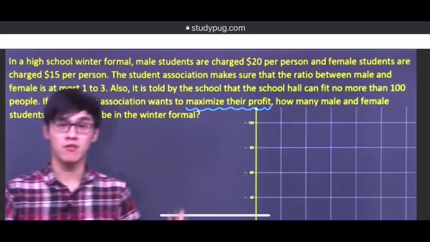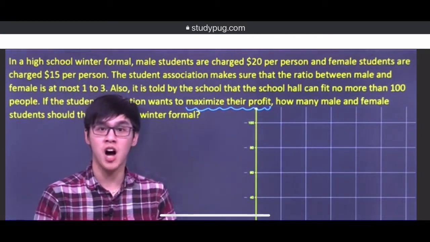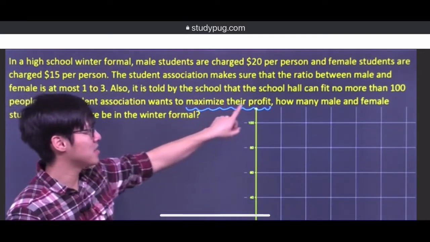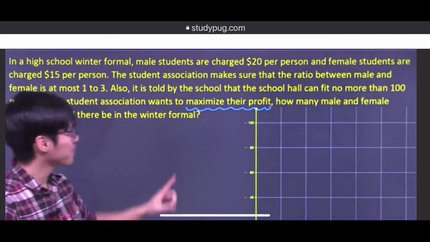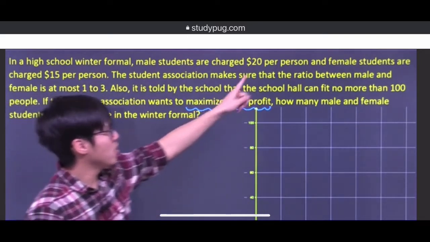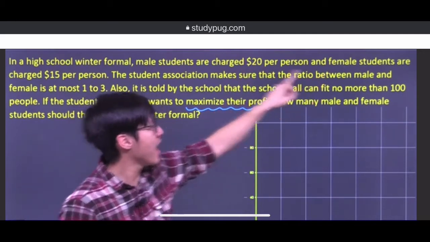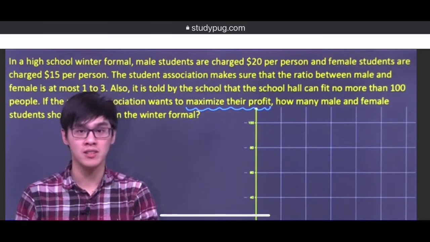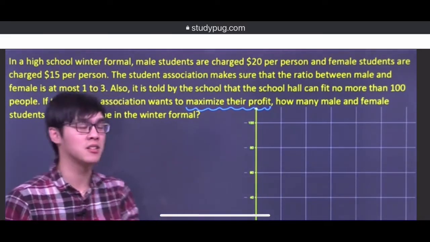Whenever we're maximizing, we are talking about linear programming, or in other words, optimization. So the goal is to maximize the profit. How can we find the profit? Here, we know how much we're charging per person for male and female students. However, we don't know how many students are attending the winter formal. So to start off, we have to write the let statement.